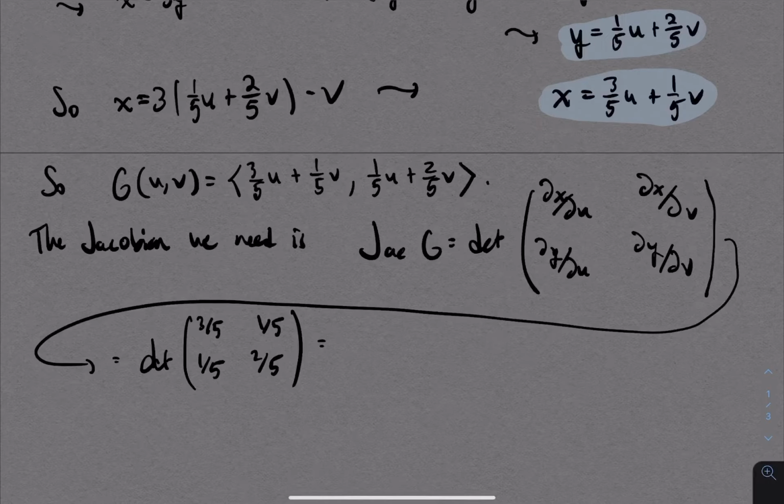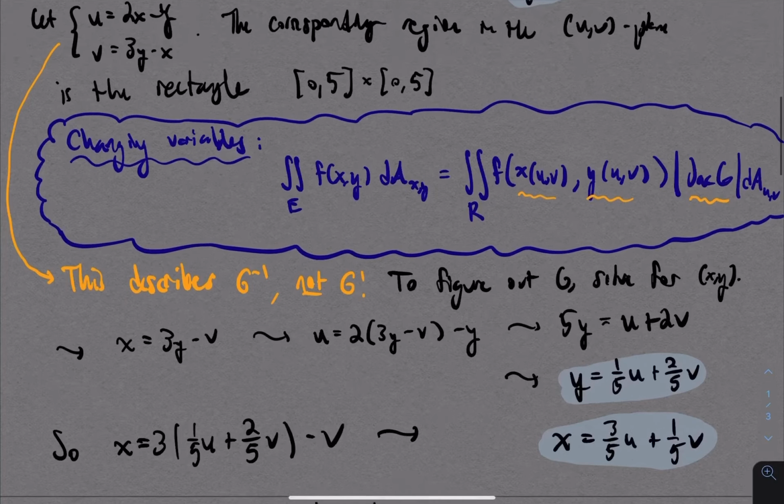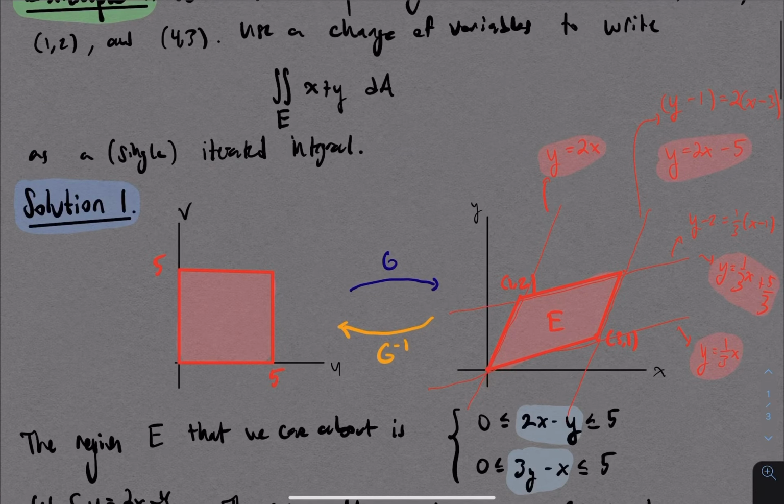The determinant of this matrix is going to be 3/5 times 2/5 minus 1/5 times 1/5. So that comes out to 6/25, which is 3/5 times 2/5, minus 1/25, which is 5/25, which is 1/5. Okay, and with that, we're pretty much set to use this change of variables formula to turn our original integral, which was x plus y over this parallelogram, into a uv integral over this rectangle.